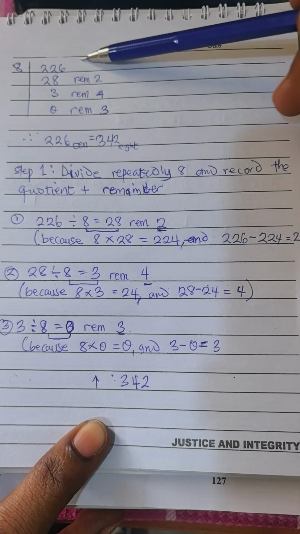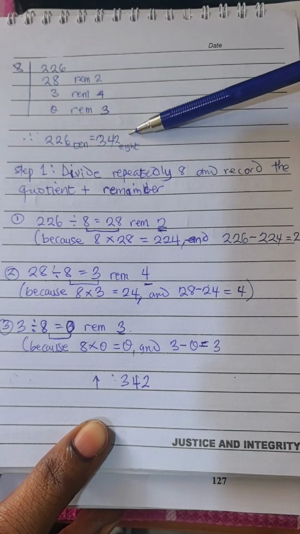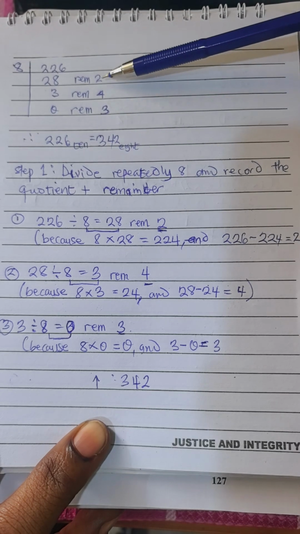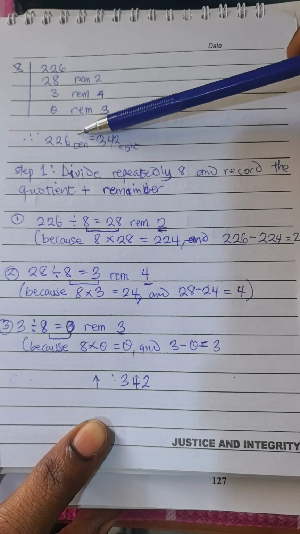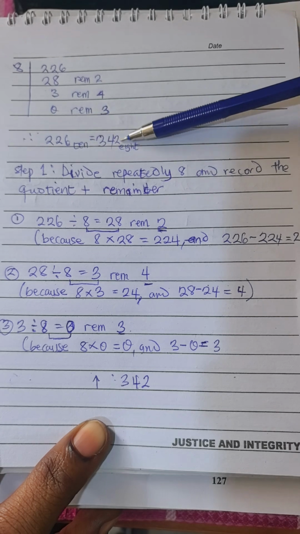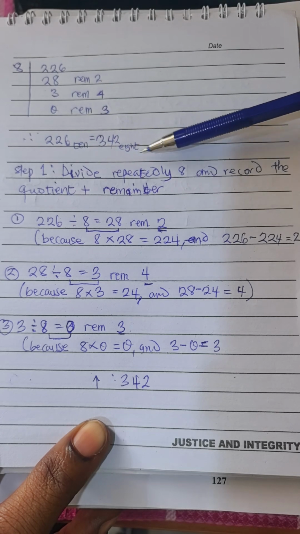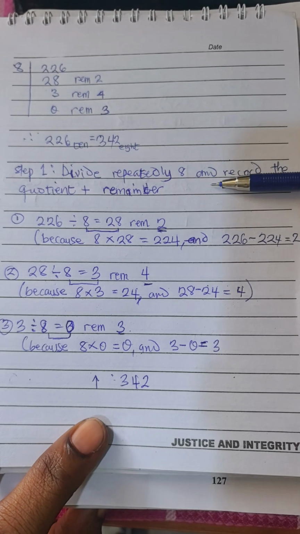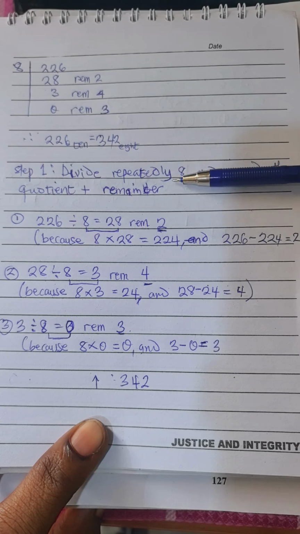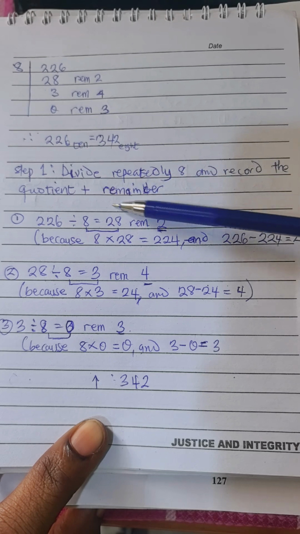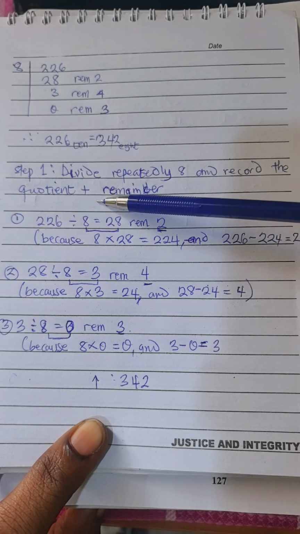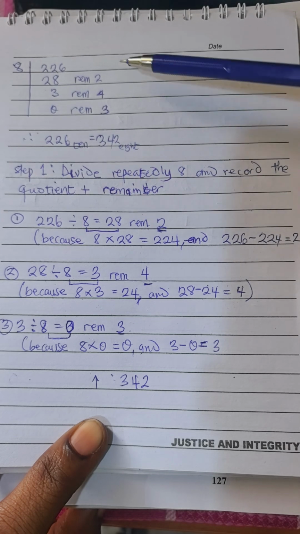So here, this is what was done in the book. I've done that, written the answer here, right? We have a 3, 4, 2. This is it. So 226 base 10 to this one 3, 4, 2 base 8. Now let's do the systematic approach that I took. So step 1, like we said, we are dividing repeatedly by 8, right? And then recording the quotient plus the remainder. That's what we got here.